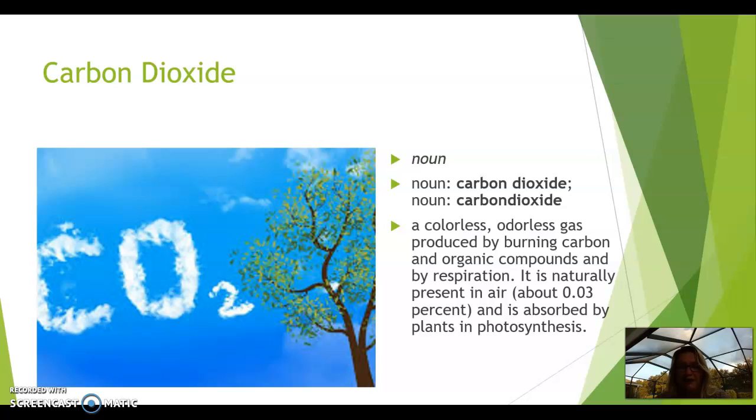Carbon dioxide is a colorless, odorless gas produced by burning carbon and organic compounds and by respiration. It is naturally present in the air and is absorbed by plants in photosynthesis. We couldn't survive without plants. When we breathe in oxygen, we breathe out CO2, or carbon dioxide. The plants around us help to process that gas.